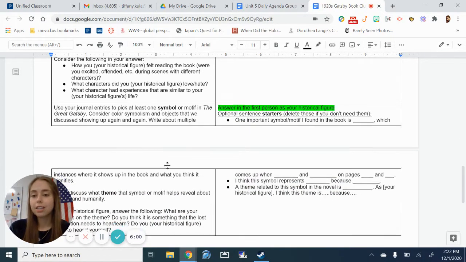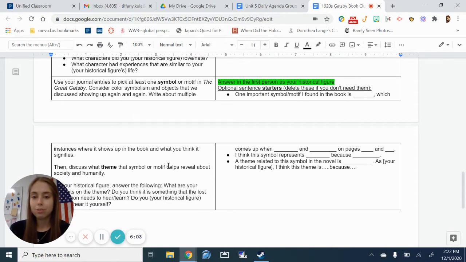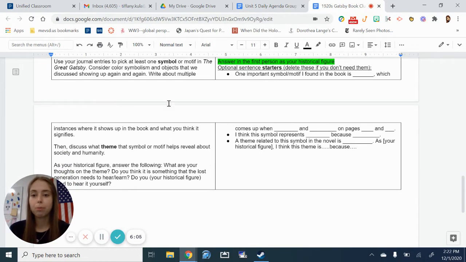And then the last question is where you really dig into the symbols and the themes. So you'll pick at least one symbol or motif to discuss, and then you will explain what theme that symbol is revealing about society and humanity.